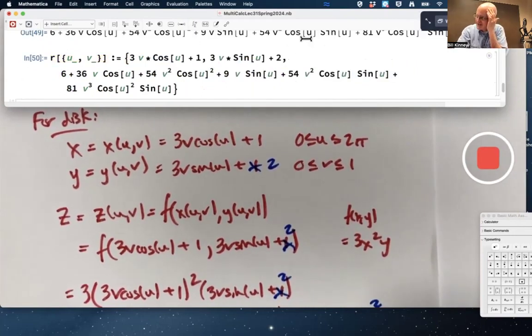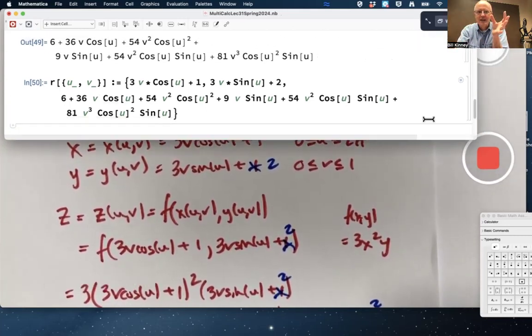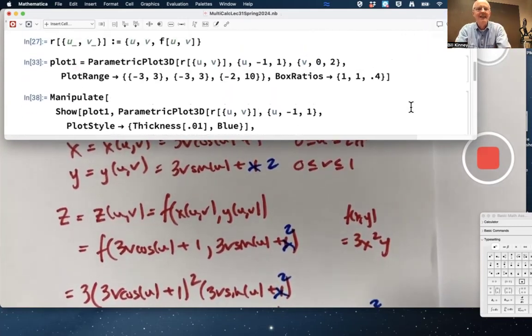That's the parameterization of the same surface as before, but now over the disk instead of the rectangle. Can ParametricPlot3D plot it? Yeah. Give it a try.